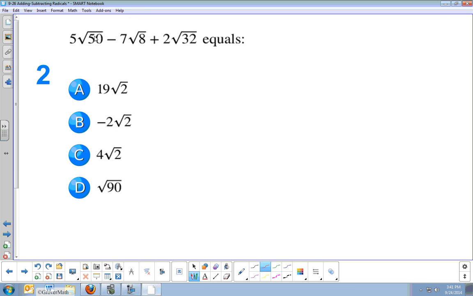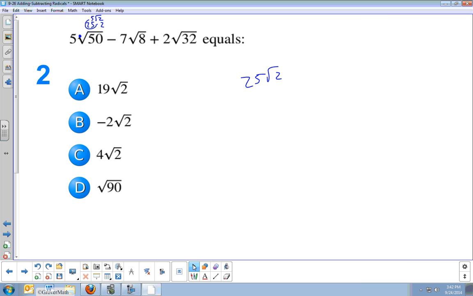So let's try another one. 5 rad 50 minus 7 rad 8 plus 2 rad 32. Clearly, these are not the same rad number, but let me see if I can simplify them to get something that is the same. So 5 rad 50 first of all. 50 I could think of as 25 times 2. And so that would become 5 radical 2. But I already have a 5 in front that's being multiplied, so that's going to become 25 radical 2.